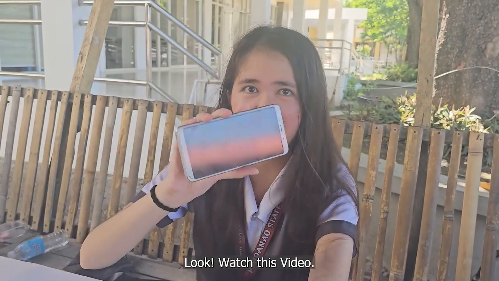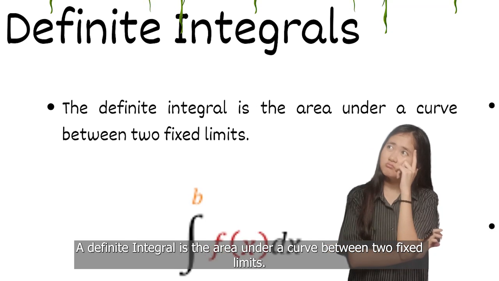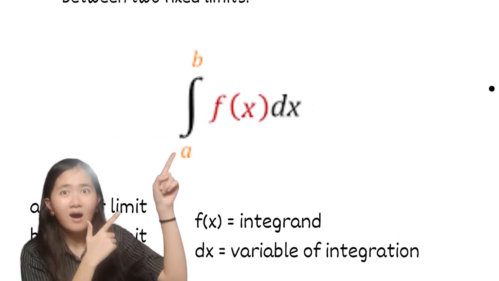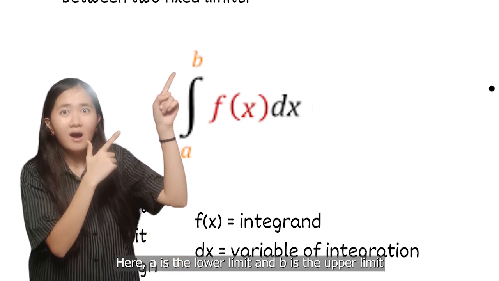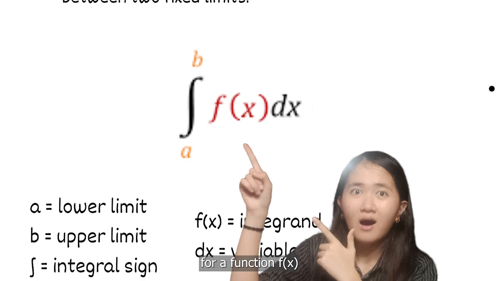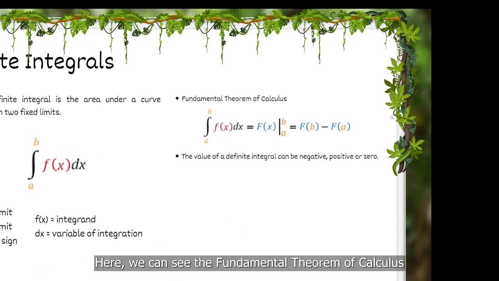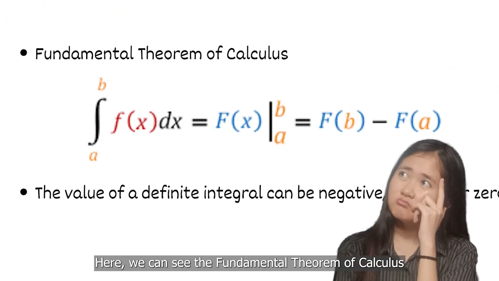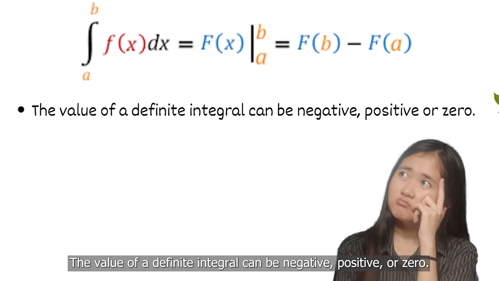Look, watch this video. A definite integral is the area under a curve between two fixed limits. The definite integral is represented as shown. Here, a is the lower limit and b is the upper limit for a function f of x, defined with reference to the x-axis. Here, we can see the fundamental theorem of calculus. The value of a definite integral can be negative, positive, or zero.